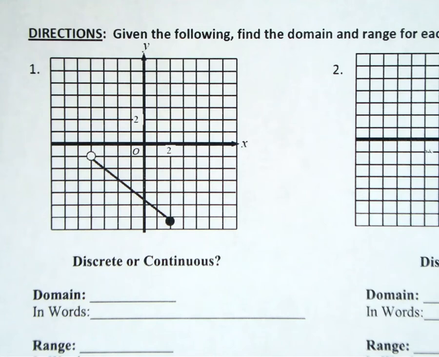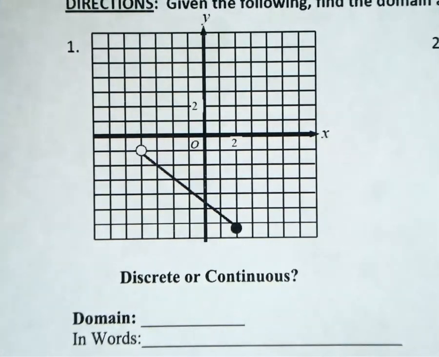In these notes, we are going to look at, given the following, find the domain and range of each. So now that we've looked at each of the pieces, we're going to look at a graph, not just a number line. We're going to look at our domain and our range. So the first thing you want to identify is, is this graph continuous or discrete?